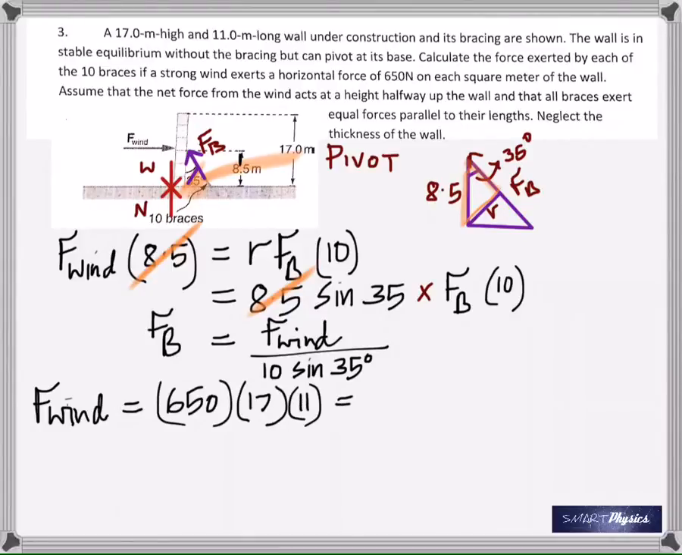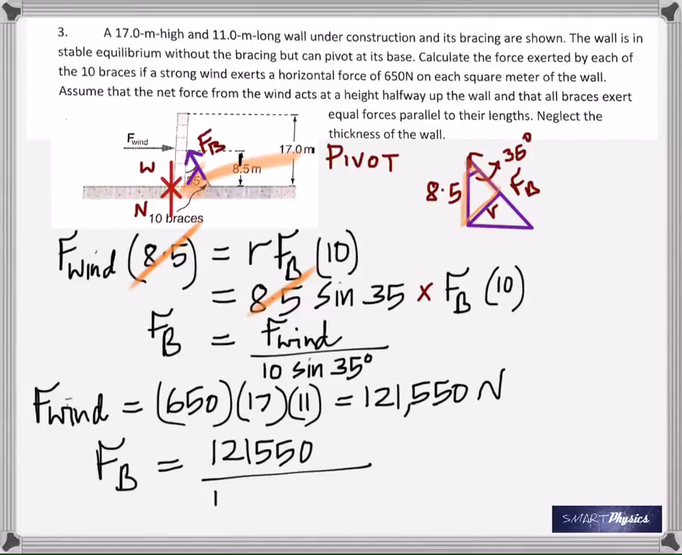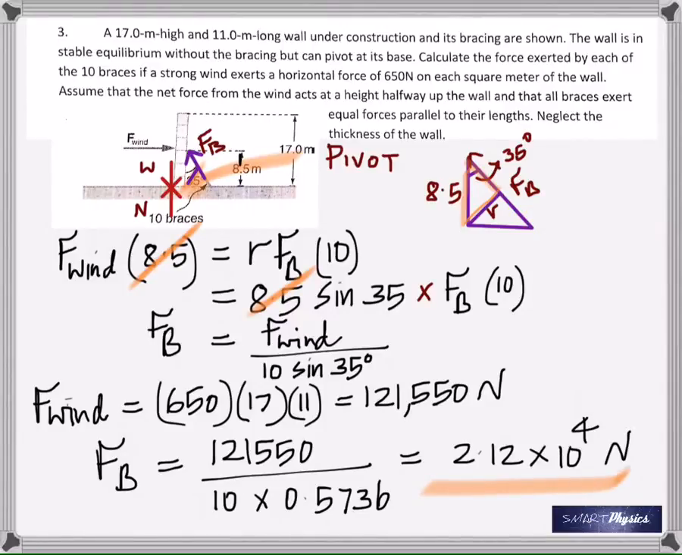But to calculate that, first you have to find the force due to the wind. And that's done by calculating the area. Because what's given in the problem is that the force is 650 newtons on each square meter. So you find the total area, which is 17 times 11. Multiplied with 650, you get 121,550. And then put that into the equation here, and you calculate it to be 2.12 times 10 to the 4 newtons.